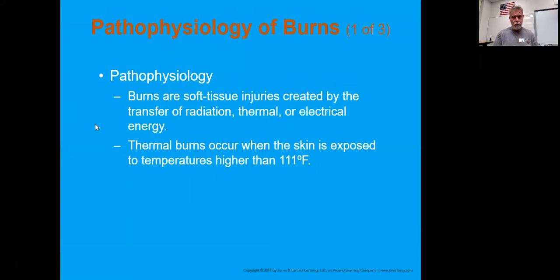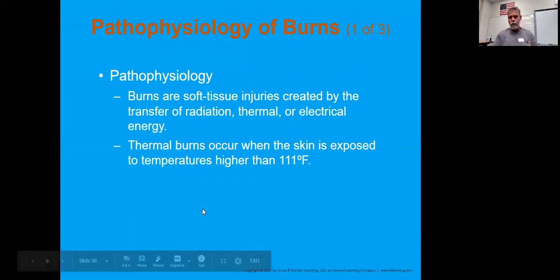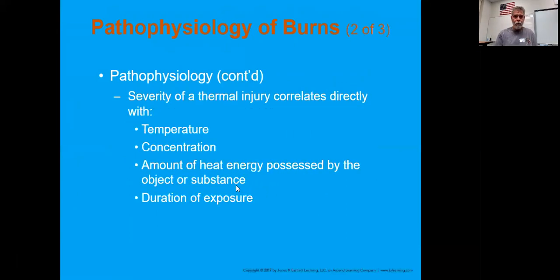Pathophysiology, there's soft tissue injuries, right? We're still dealing with those, but it could be the transfer that's radiant, thermal, or electrical injury, right? We can have electrical burns, thermal burns, radiating burns, or radiation that causes it. Thermal burns occur when skin is exposed to temperatures above 111 degrees. That just jumps out at me as something that may be on a test question in your future.